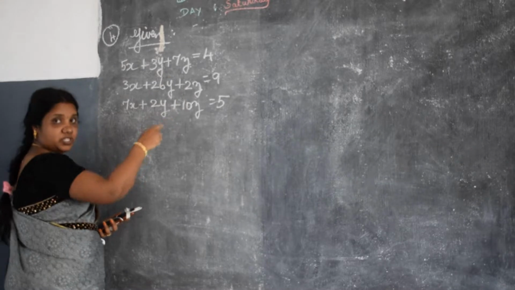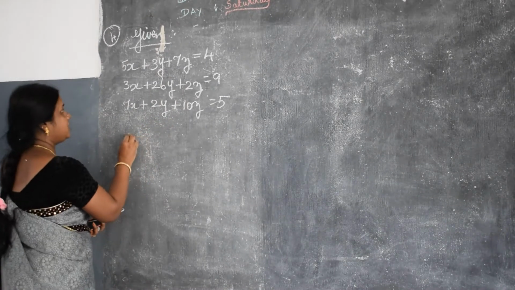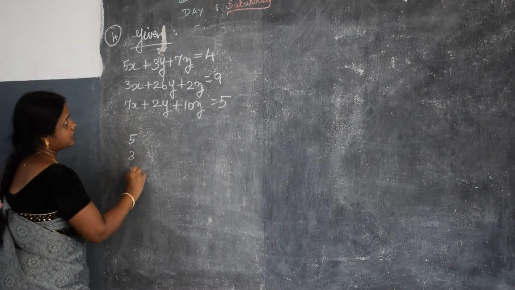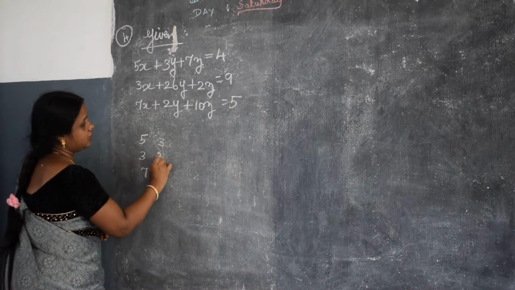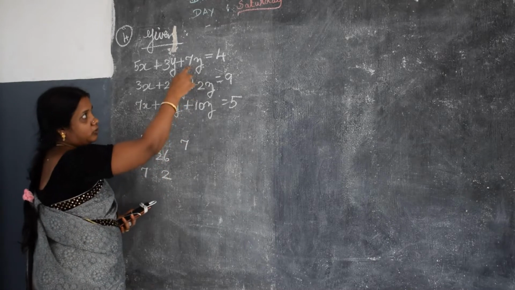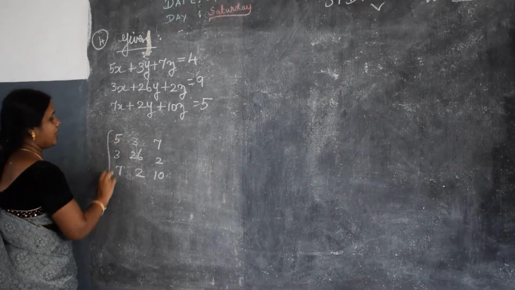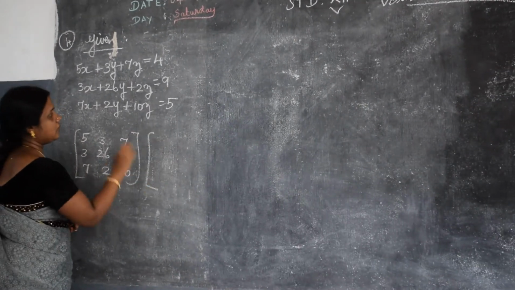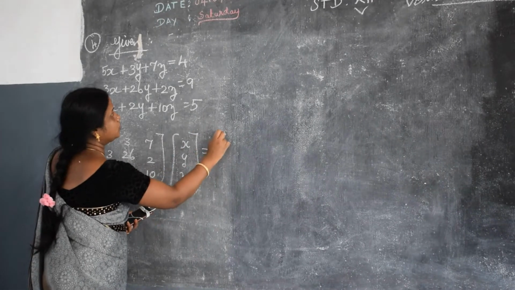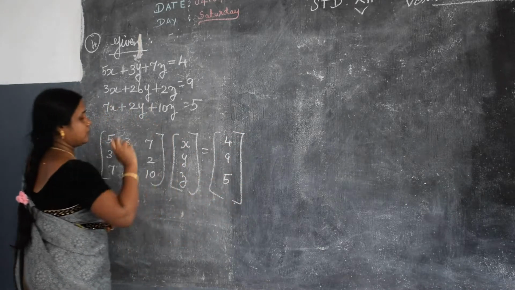These are the three equations given in our question. You have to write this in matrix form. What are the coefficients of x? 5, 3, 7. Coefficient of y? 3, 26, 2. Coefficient of z? 7, 2, 10. Whatever number is before z is the coefficient of z. Write in matrix form. Our variables are x, y, z, which is equal to 4, 9, 5.